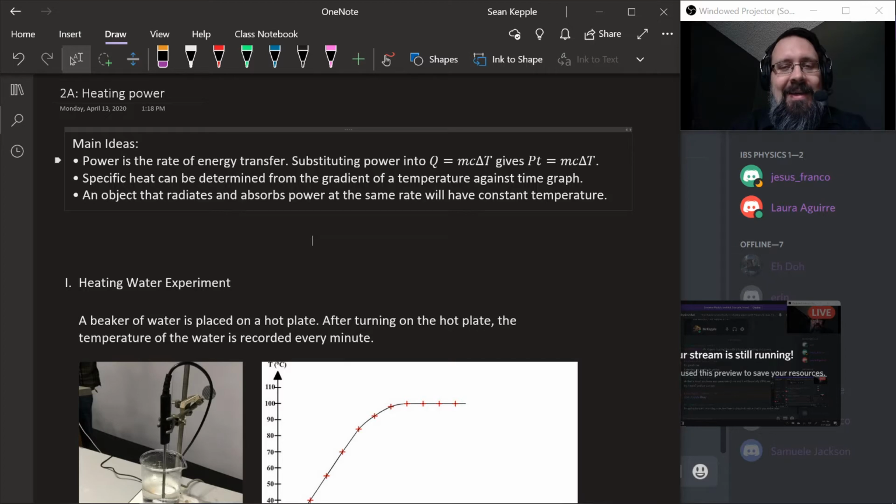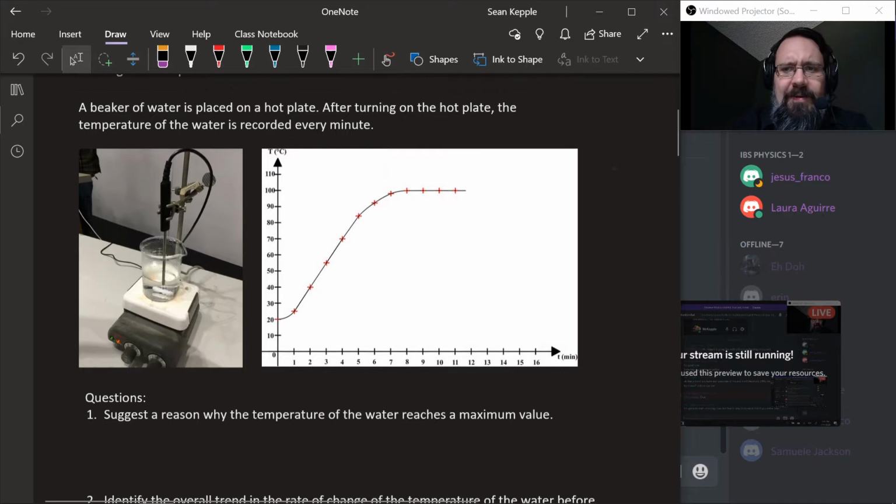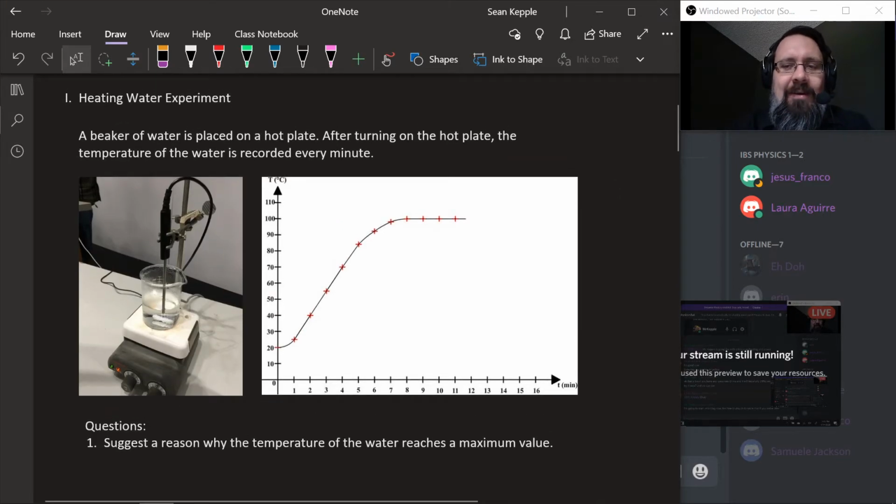And lastly, this is sort of a weird idea: if an object is radiating as much power as it's absorbing, then it will have a constant temperature. So if an object is absorbing energy, heat, as quickly as it's releasing it, then its temperature is going to be constant. So those are the three main ideas. Let's get started. First, I want to look at this situation of heating water.